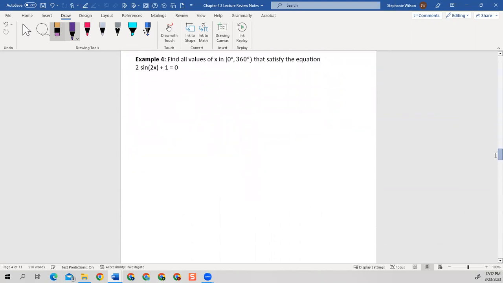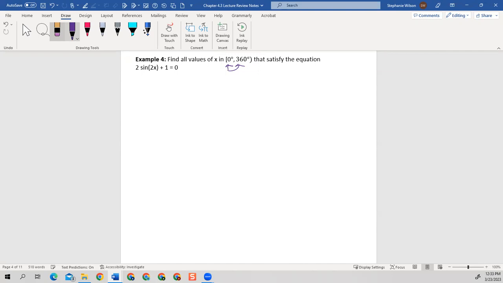Okay, so let's do example 4. Example 4 says find all the values of x in the interval of 0 degrees. And if you notice, the 0 degrees has the bracket, so it means it can equal 0. And it goes up to 360, but it does not include 360 because it has this parenthesis on it, that satisfies this equation. So I'm going to do the work that we always do.